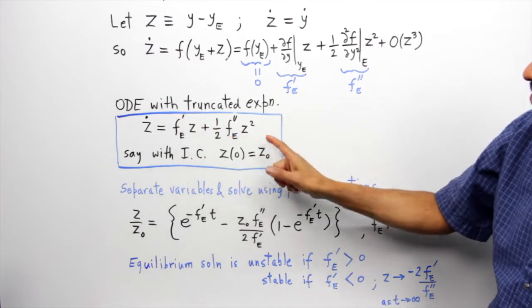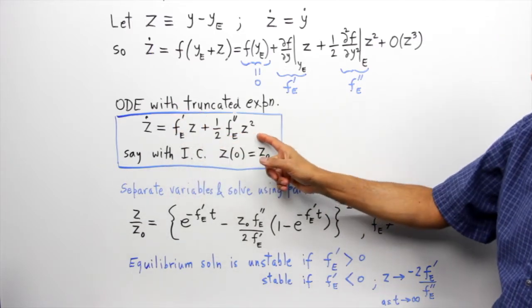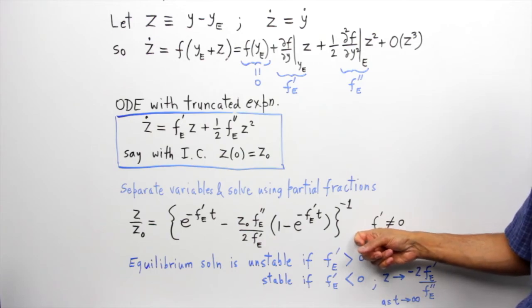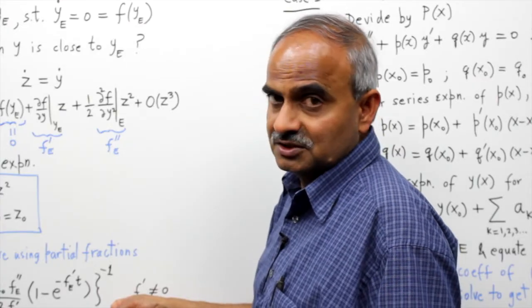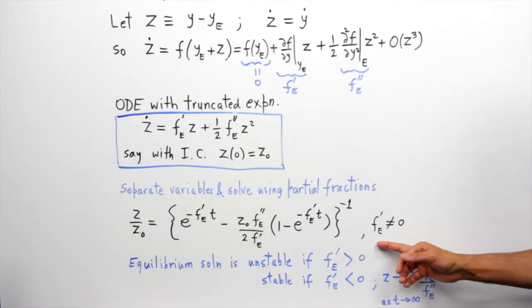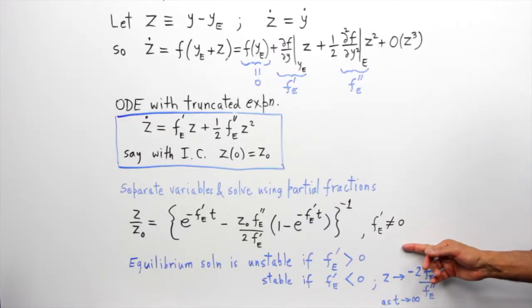If this term is 0, that equation can also be solved, but that will not have a solution of this form. It will have a solution which can be obtained, and again, that would be a nice exercise to work out. So let's discuss the nature of the solution when this condition is satisfied.